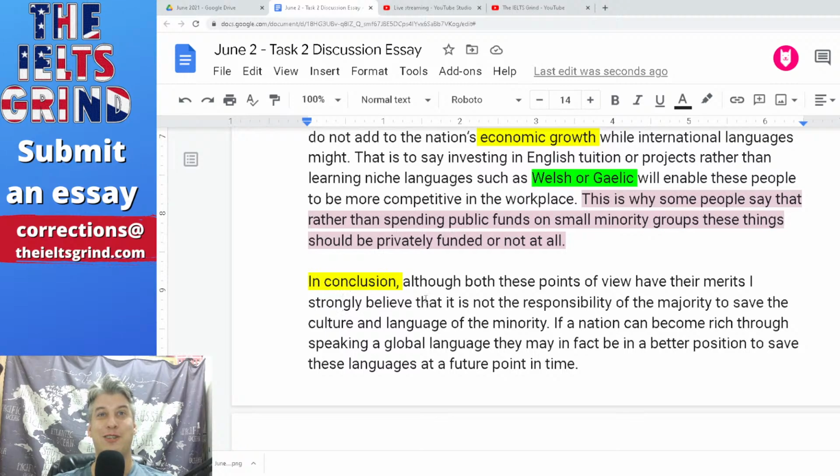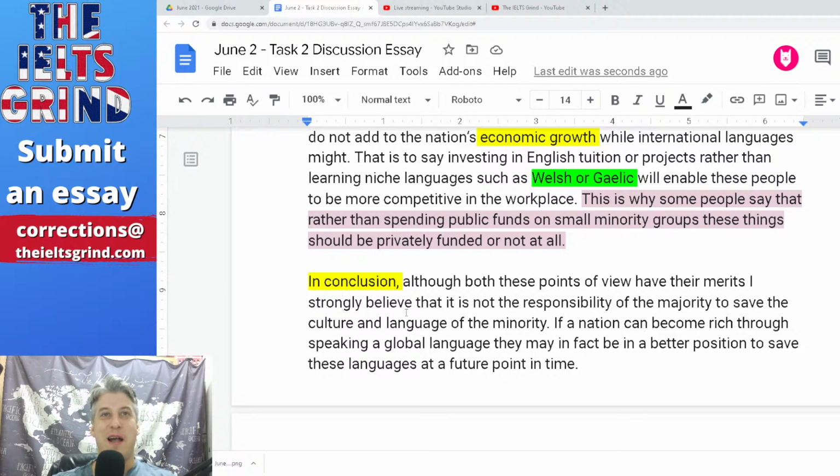So in conclusion, although both these points of view have their merits, I strongly believe that it is not the responsibility of the majority to save the culture and language of the minority. If a nation can become rich through speaking a global language, they may in fact be in a better position to save these languages at a future point in time. Okay, so yeah, it's true. English is now the lingua franca.